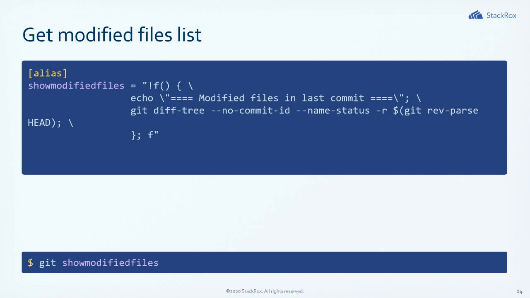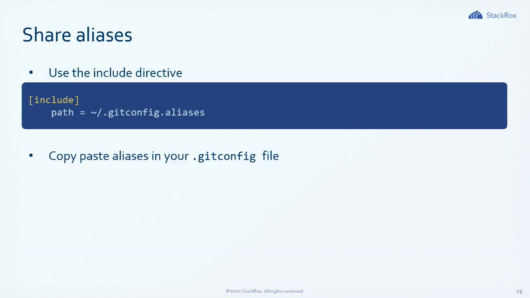The best part about Git aliases is that you can share them. You can save all these aliases in a file, and then you can include a path to those aliases in your Git config, so that everyone in your team can use these aliases. It's really handy, or you can directly copy paste into your Git config file. So they're easy to share.